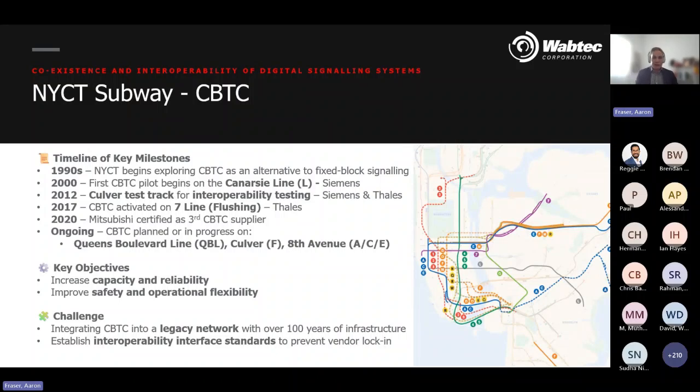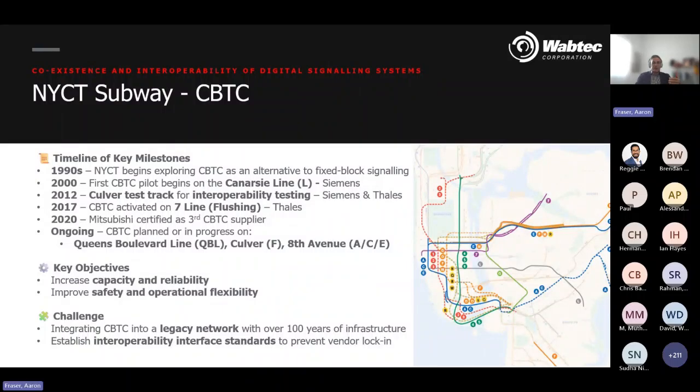New York City Transit then started a new approach towards achieving interoperability and began interoperability testing with Siemens and Thales on the Culver line. Sorry, I forgot to mention that the Canarsie line was delivered by Siemens. Following the proof of interoperability on the Culver test track, CBTC was then expanded to the Flushing 7 line, which came online in 2017. That line used a different supplier, Thales, which was part of New York City Transit's push for interoperability between systems, to prove that other suppliers were able to deliver and upgrade and modernise the signalling infrastructure.